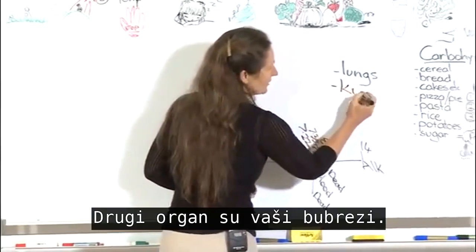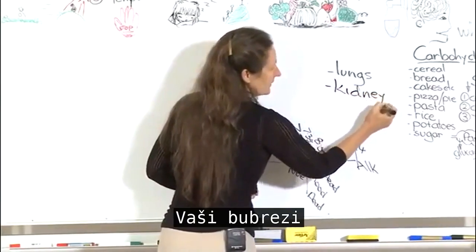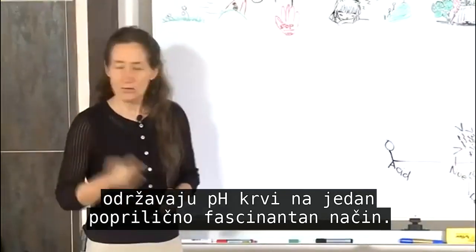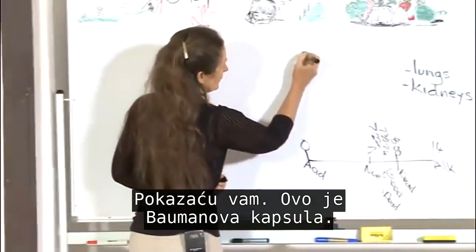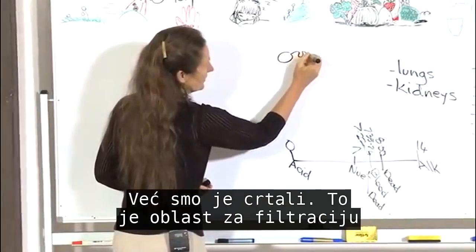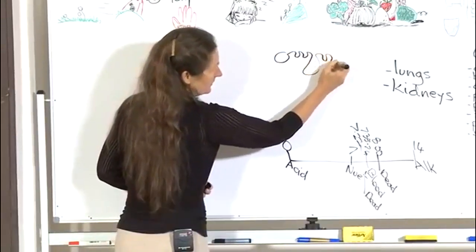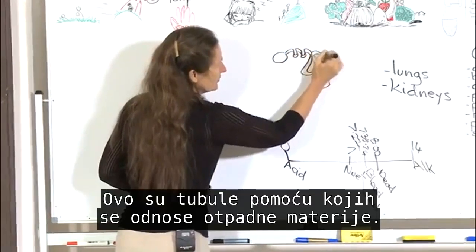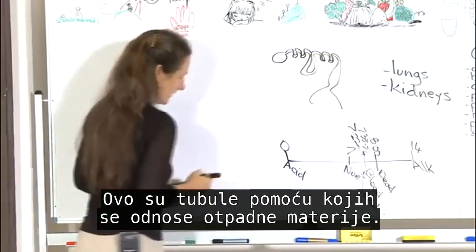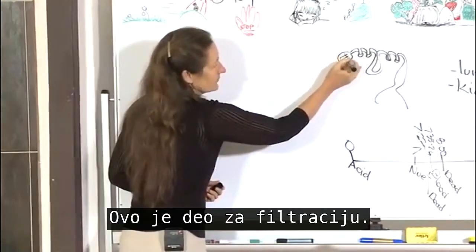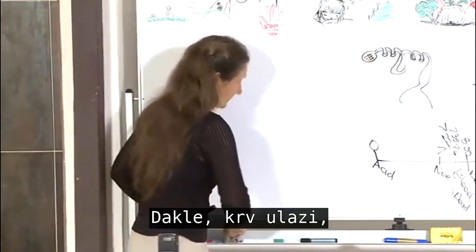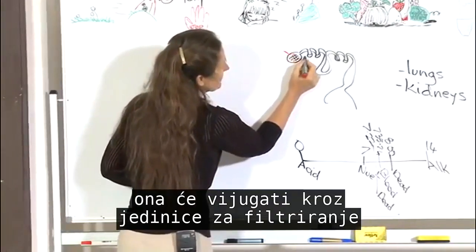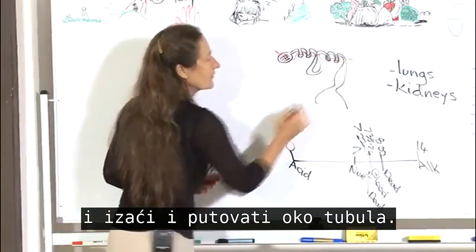The other organ is your kidneys. And your kidneys balance the acid-alkaline in your blood in quite a fascinating way. Let me show you. This is the little Bowman's capsule. We drew it the other day, the little filtering unit. And there are 1 million in each kidney. These are the tubules where the waste is taken away. There's the filtering units. So the blood goes in. The blood weaves around the filtering units and comes out, and it weaves around the tubules.